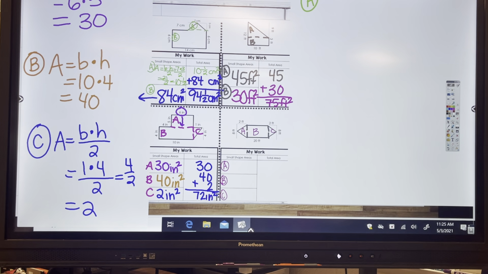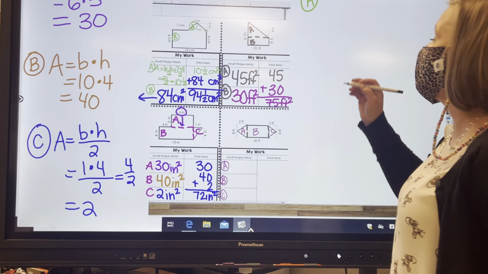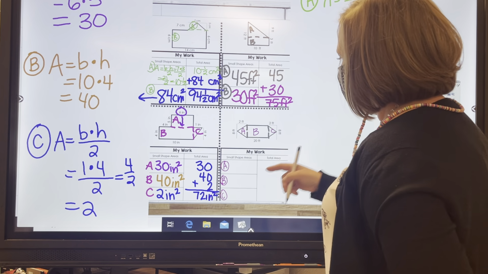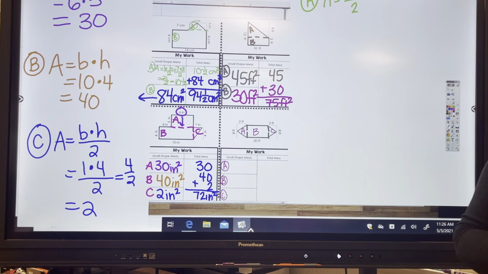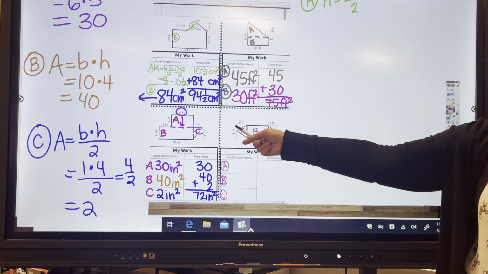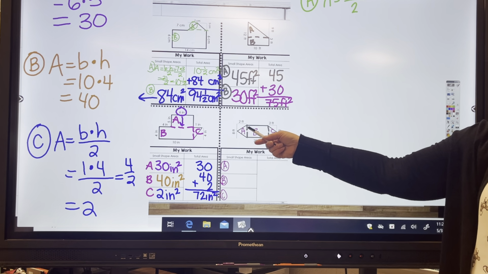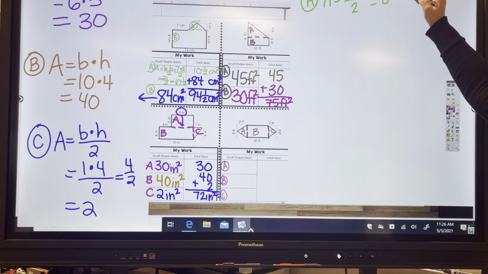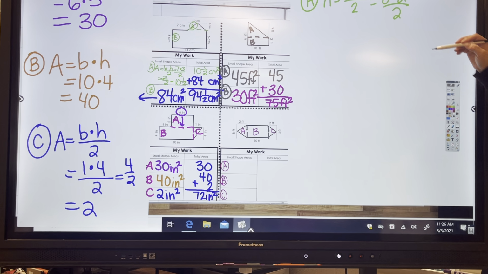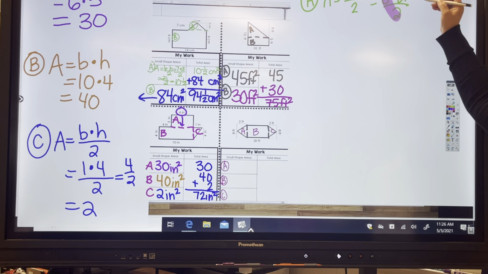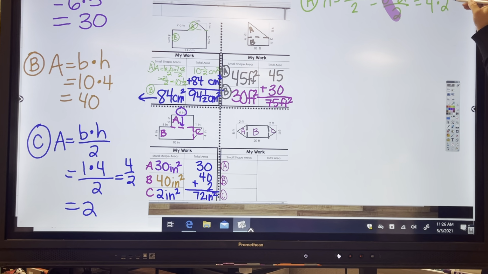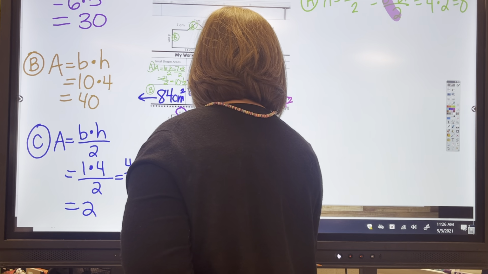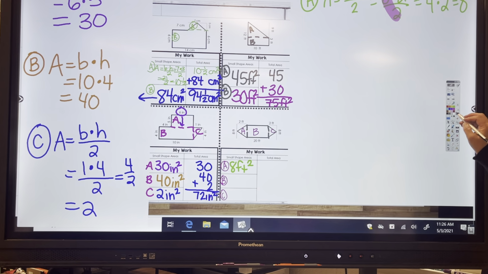What shape is A? A triangle. So what's my formula? What's the base of that triangle? No, it's 8. What's the height? 2. What's 8 divided by 2? 4. What is 4 times 2? 8. And what are my units? Feet squared. 8 feet squared.